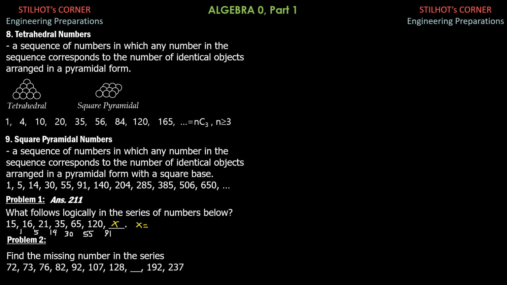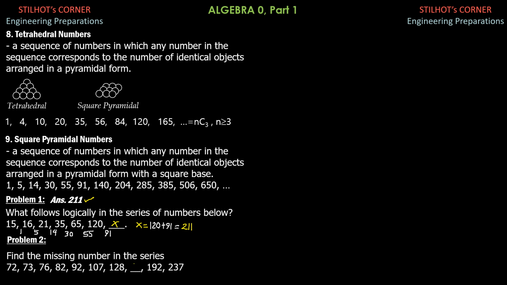plus 91. So 120 plus 91 is equal to 211. So that's why the answer is 211 as shown. Then for problem 2, find the missing number in the series.